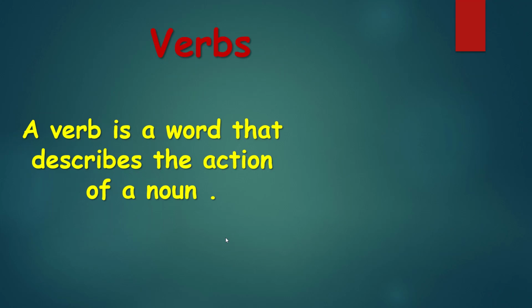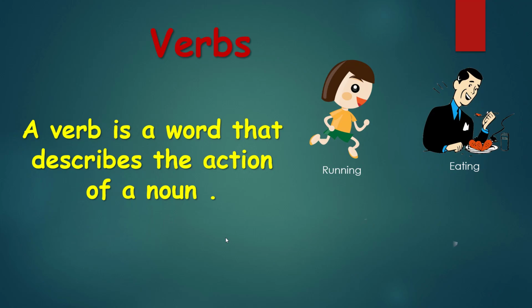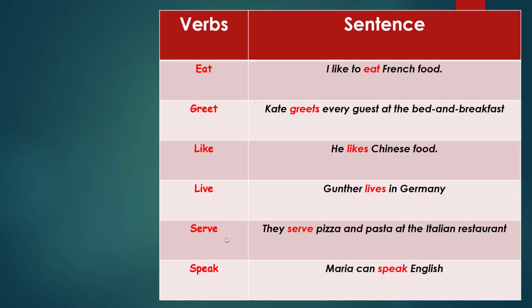Verbs. A verb is a word that describes the action of a noun. Here, examples of verbs are running, eating, and typing. The following are verbs: eat, greet, like, live, serve, speak.